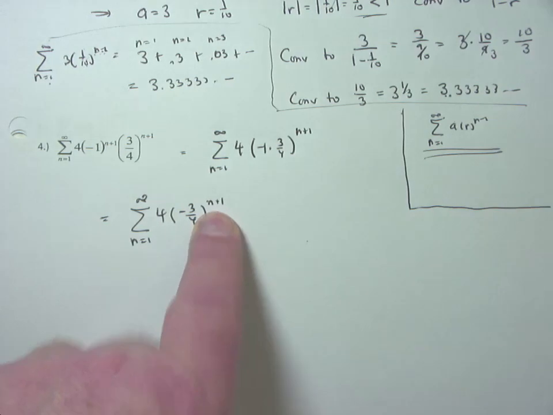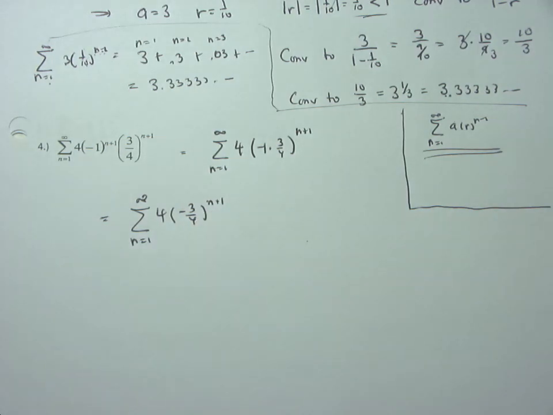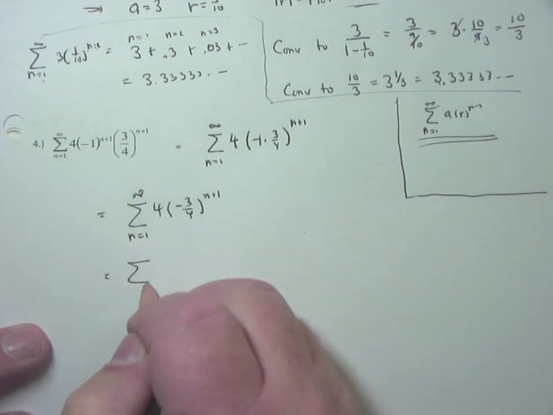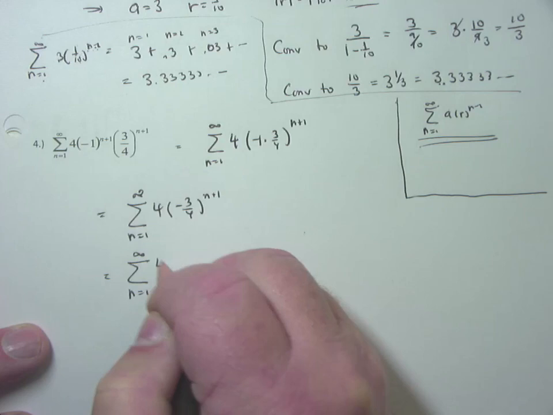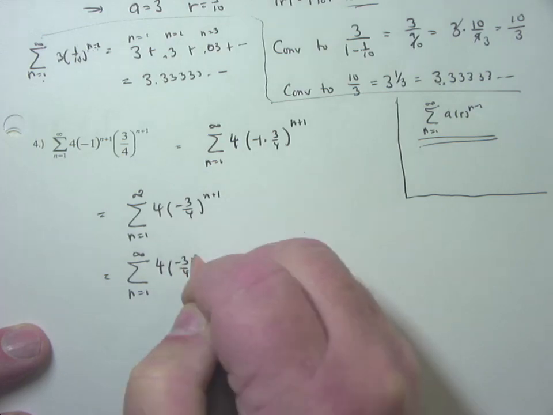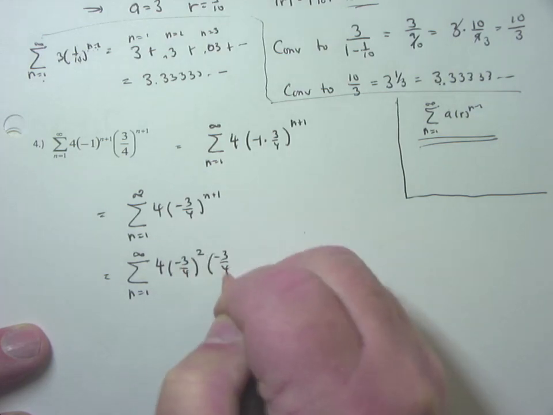What power do I actually want in terms of a geometric series formula? I don't want n plus 1, what do I want? N minus 1. Listen to my words. I don't want an n plus 1, I want an n minus 1. I've got too many. How many too many do I have? I want an n minus 1 power, I've got an n plus 1. So I'm going to pull off some of them. How many am I going to pull off? 2. So this would be equal to the sum as n goes from 1 to infinity of 4 times (-3/4) squared times (-3/4) to the n minus 1.